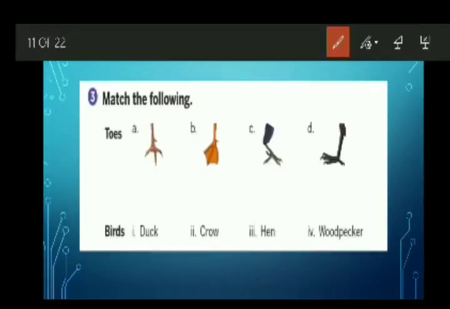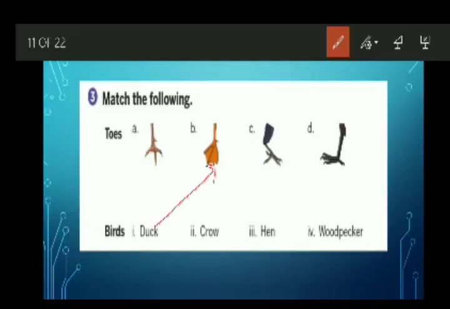Okay, now see duck. Duck is a swimming bird. Swimming birds have 3 toes in front and 1 toe behind. The front 3 toes are joined together by thin skin and they form a web-like structure, and their feet are called webbed feet. So here, picture B of toes is of a duck which has webbed feet.